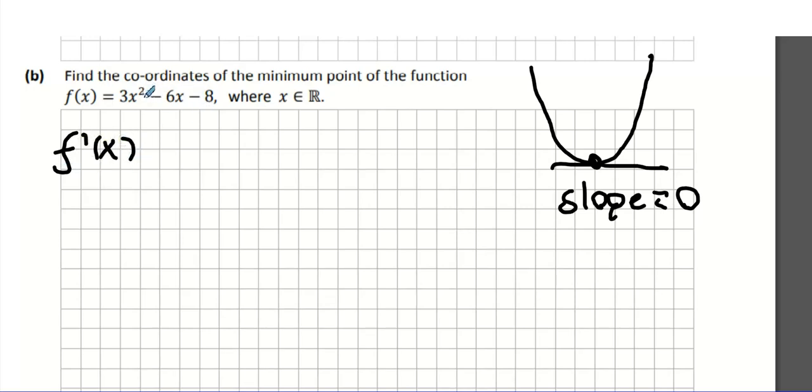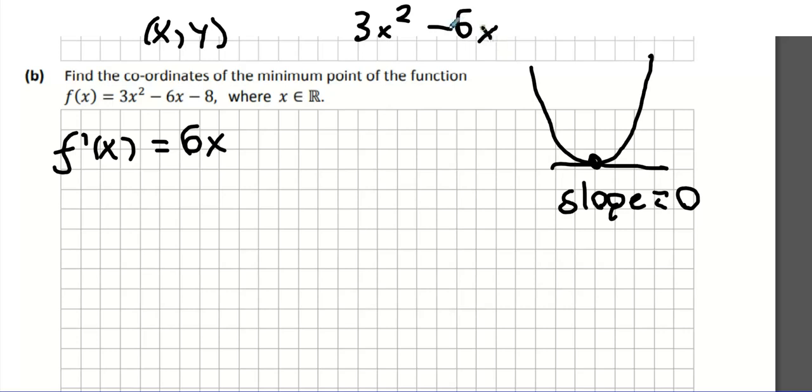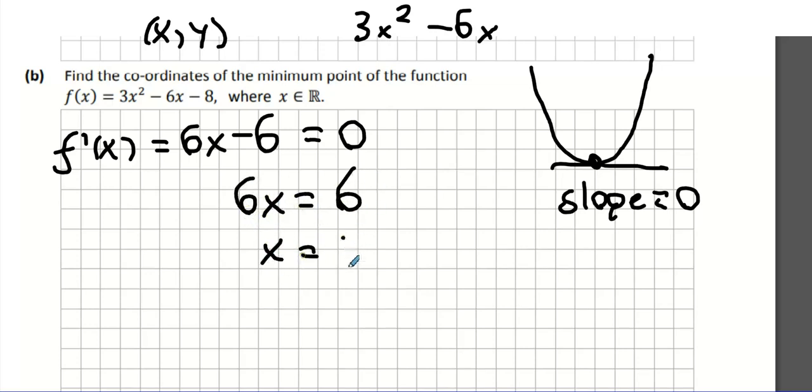Now it also says find coordinates. That means it wants an x value and a y value. So let's differentiate it. How do you differentiate 3x squared? And differentiate minus 6x. And differentiate minus 8, which disappears. And then you're equal to 0. You're going to find your x value right away. So what happens when you move it over? 6 equals 1, right? So there's your x value. Your x value is 1.